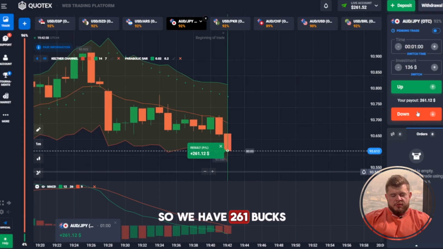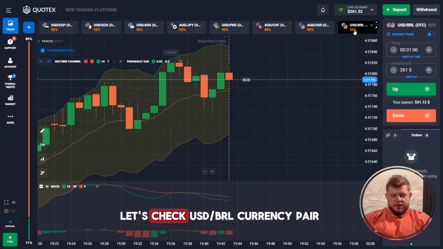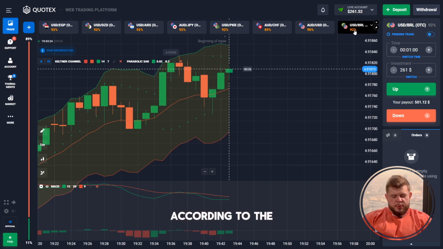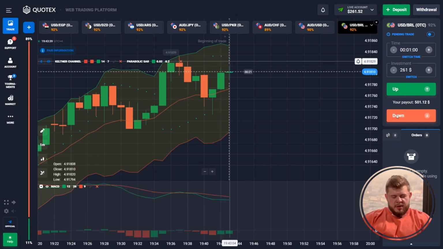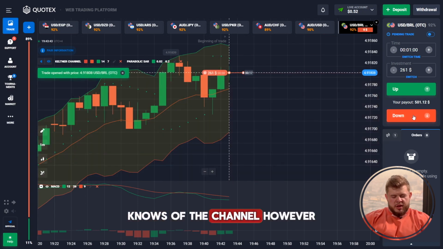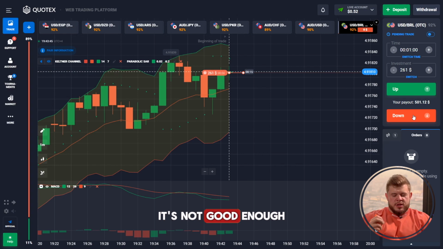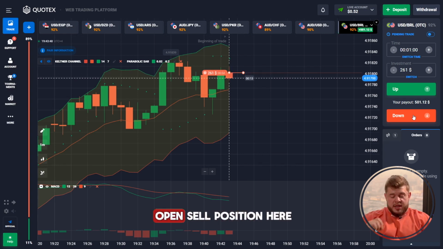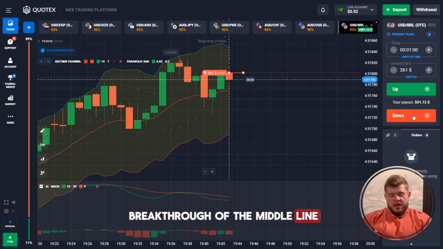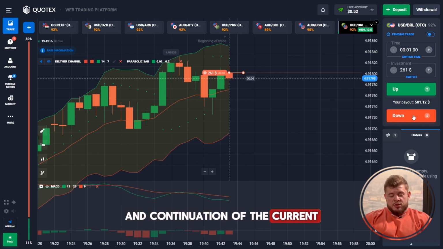So we have $261. Let's check the USD/GBP currency pair. We have $261 on the account. According to the MACD, we're going down. We had the pullback reaction from the middle line of the channel. However, it's not good enough. So let's try to open a sell position here, expecting finally the breakthrough of the middle line and continuation of the current drop towards the bottom of the Keltner channel.